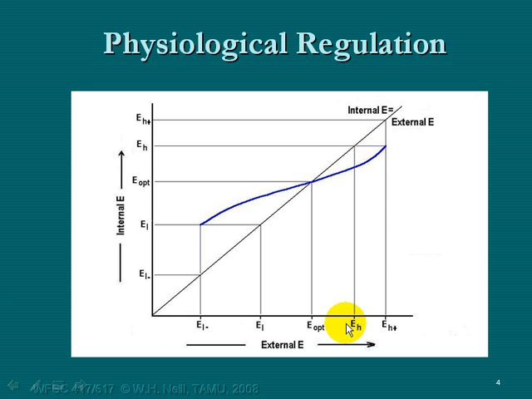But if it can manage, then it can extend the environmental level all the way down to EL minus, and its higher level all the way up to EH plus, and still keep its internal regime or milieu or whatever you want to call it in the optimum or in the survivable range. At this point, it's appropriate that internal and external levels be the same.